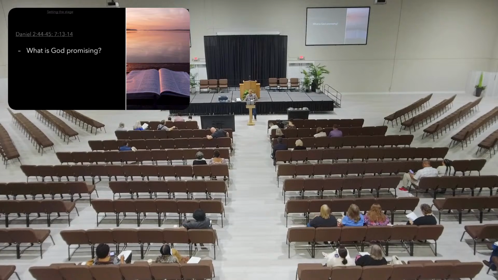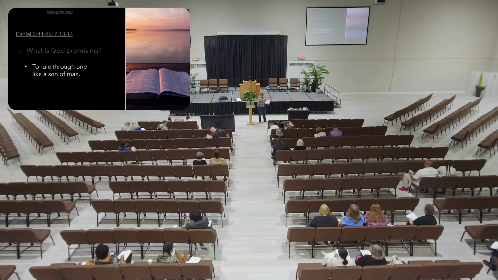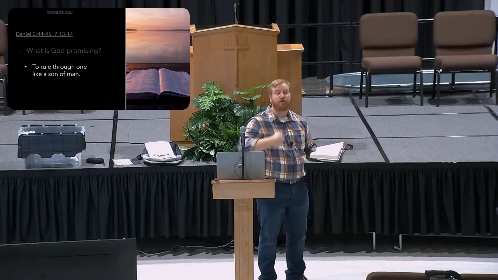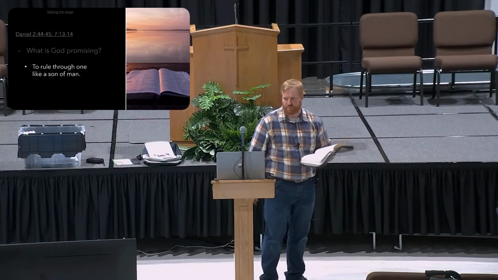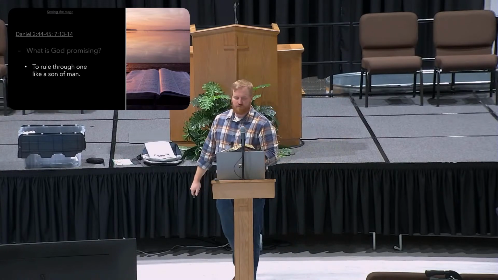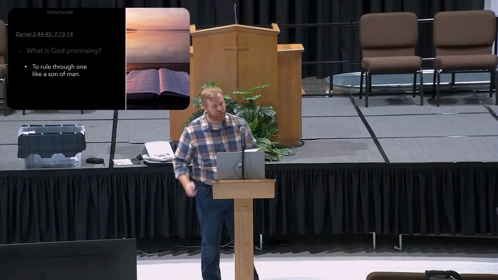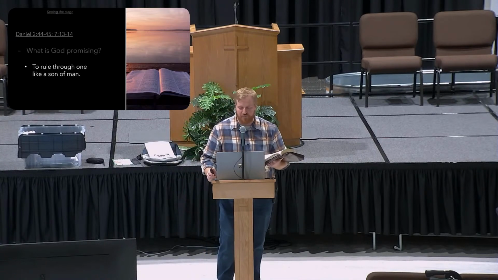What we see here in Daniel 7 is the same big picture point of Daniel 2. God is going to bring his kingdom to earth. But in Daniel 7, we get this extra detail that God is going to rule through one like a son of man. God is promising to rule through one like a son of man.